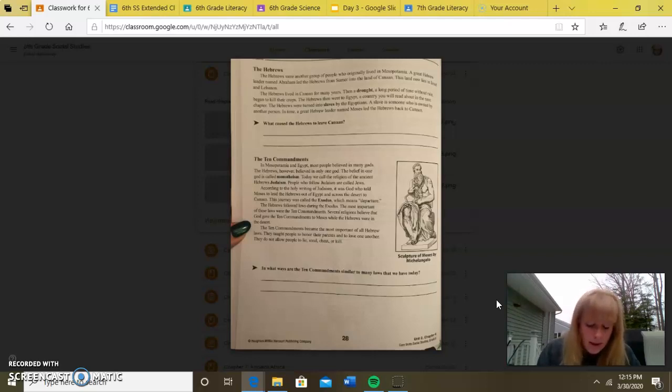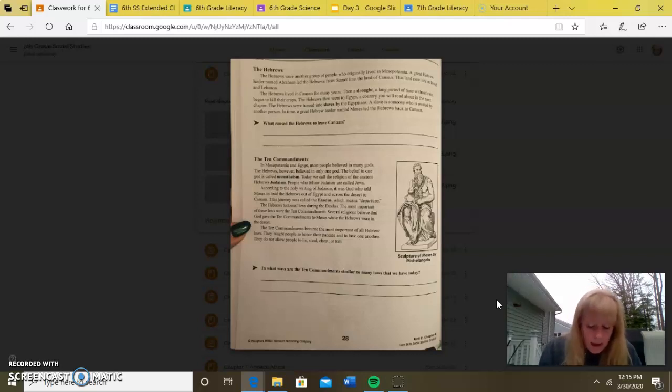Several religions believe that God gave 10 commandments to Moses while the Hebrews were in the desert. The Ten Commandments became the most important of all Hebrew laws. They taught people to honor their parents and to love one another. They do not allow people to lie, steal, cheat, or kill.